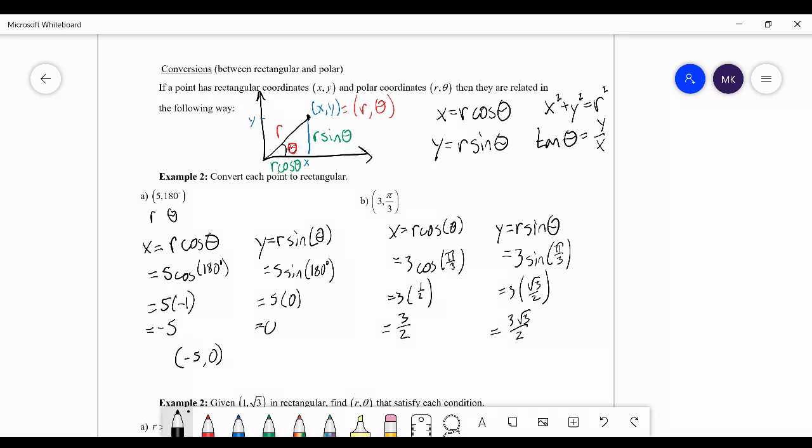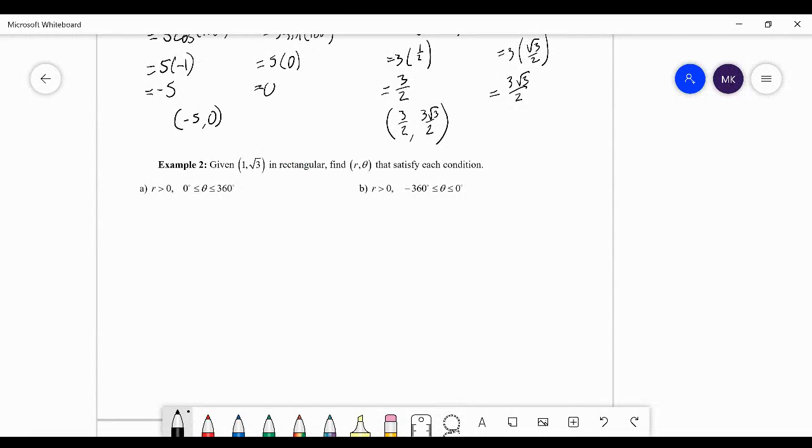Nothing too crazy, right? I'm hoping you guys are very comfortable and quick at evaluating things like cosine and sine of 180, cosine and sine of pi over 3. Both of those angles are on a unit circle, so you should be able to grab that, look at it, boom, be done. So that means that the polar point 3 comma pi over 3 is equivalent to the rectangular point 3/2 comma 3 root 3 over 2. All right.